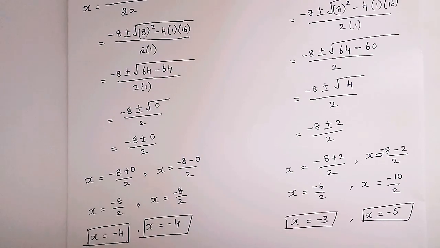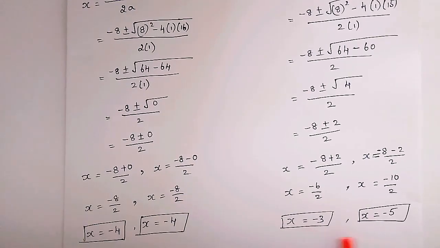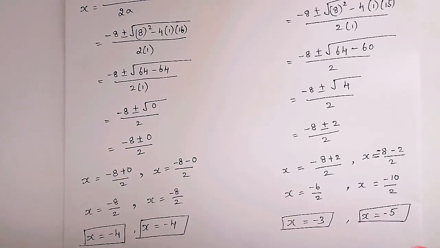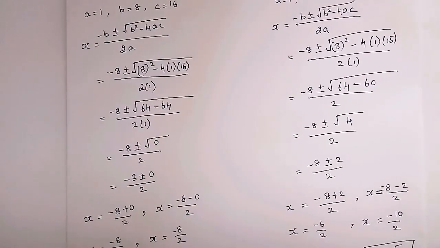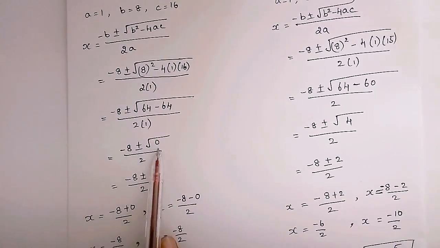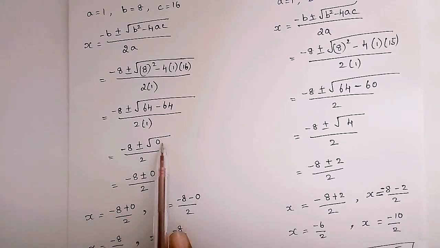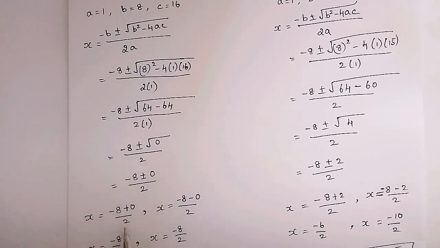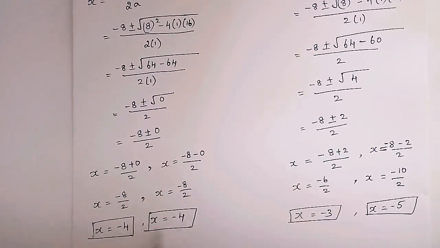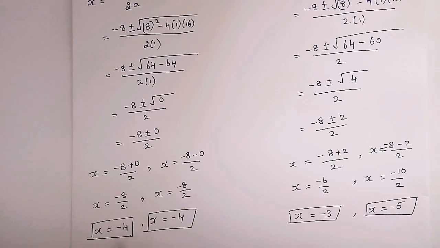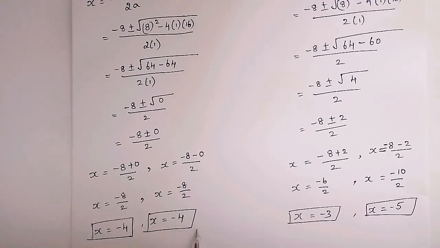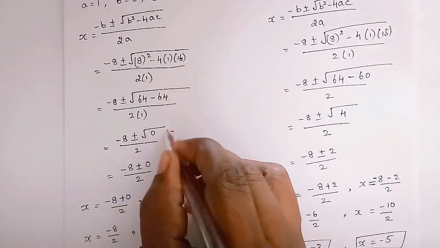For the first example, we got the answer as x is equal to minus 4, minus 4, and in the second example we got the answer as minus 3 and minus 5. So you can see by comparing these two examples, because of this 0 only we got two same answers, because square root of 0 is 0. So minus 8 plus 0 by 2, minus 8 minus 0 by 2 we got, that is minus 8 by 2, minus 8 by 2, that is minus 4. So the main reason for getting equal roots is this place, that is 0.